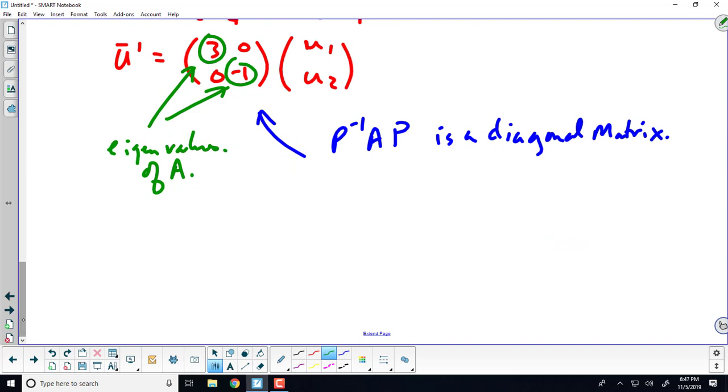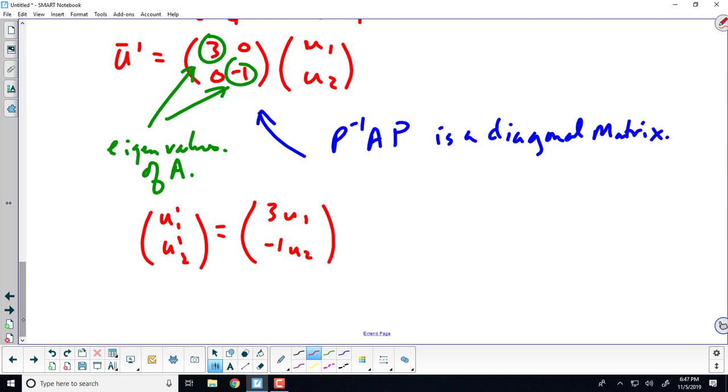Because we started off with a system of coupled differential equations. But look at this now. What is this corresponding system? Let's take it out of matrix form. This says U1 prime, U2 prime is equal to 3U1, minus 1U2. But that system is this. Here's the first entry: U1 prime equals 3U1. And here's the second entry: U2 prime is equal to minus U2. It's no longer coupled, right?